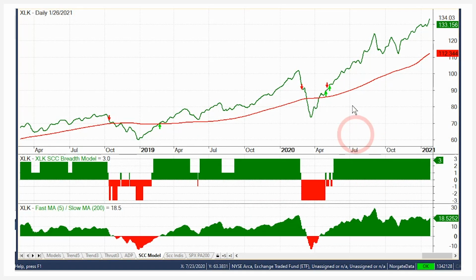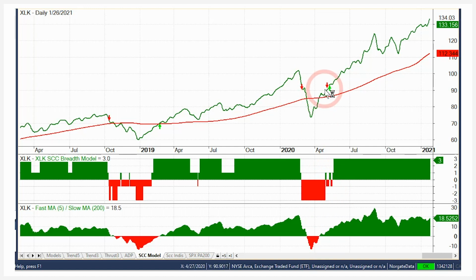So here on this chart, we can see XLK, the 5-period moving average is the green line, the 200-day is the red line there. Here is the breadth model, and then below we have the 5-200 cross. And both of these are used for timing XLK here. So the green arrows show when you get a bullish signal triggered, which means the breadth model is green, and the 5-200 oscillator there is green. And then the red is when one of the two turns red or bearish.